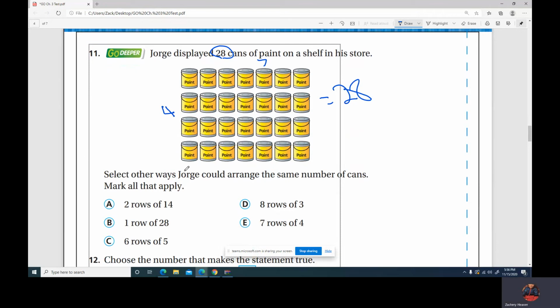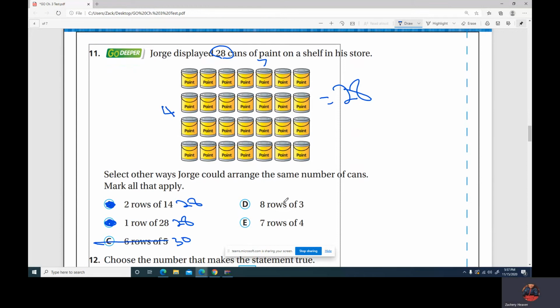So every one of these has to equal 28. 2 rows of 14, 2 times 14, that does equal 28. So he could do it. 1 row of 28, which is 1 times 28, which does equal 28. So he could do it. 6 rows of 5, which is 6 times 5 or 5 times 6, which equals 30. He could not do it.